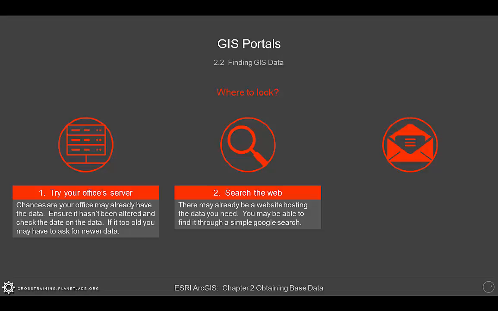The third thing you may have to do, if you can't find it on your office server and after doing extensive Google searches you can't find it anywhere, is you may actually have to make contact with the person who actually hosts the data or has the data. And oftentimes you'll find that person from doing item number 2 here.